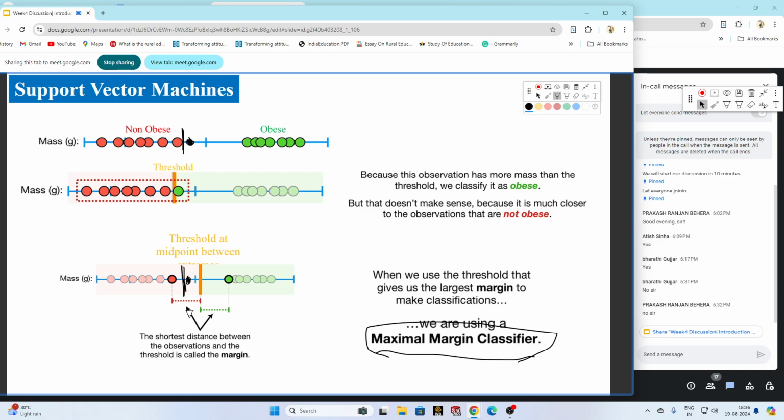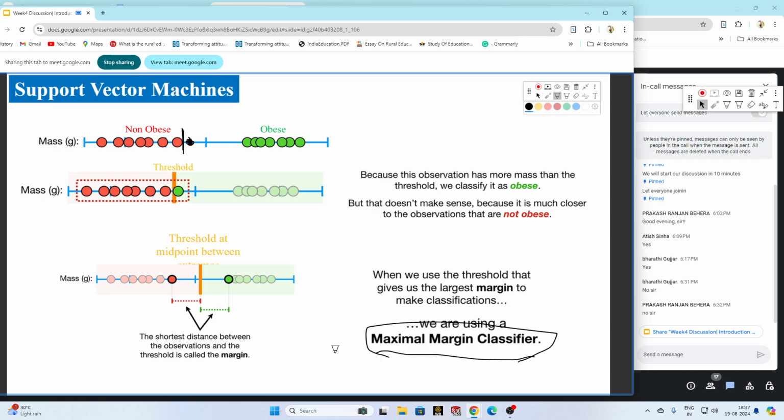Why do we call it a maximal margin classifier? Because we are maximizing the margin. Earlier, the distance between the extreme point and the threshold on one side was very small, so that is why it cannot be called a maximal margin classifier. But now, as we have chosen this threshold exactly in between the two extremes, we can clearly call it a maximal margin classifier.